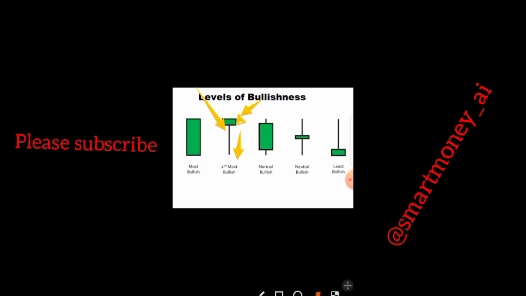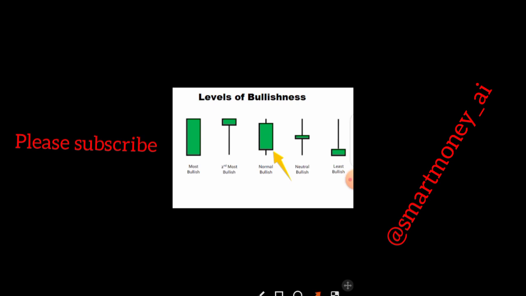What does it mean? It also means we are in a strong bullish momentum, but it's not as strong as the first one, which has no wick. When we go here, we also have another one with smaller wicks. What it's telling you is that buyers are still strong, but this time it's normal, right?